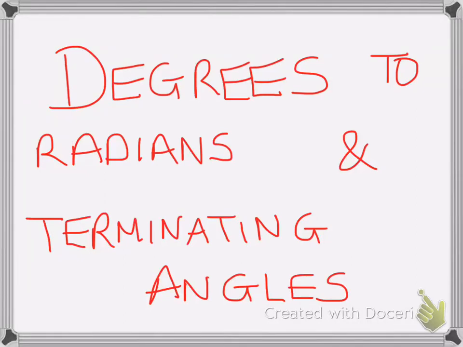We're now going to look at degrees and radians and how to convert degrees into radians or radians into degrees. After that, we're going to look at terminating angles in each quadrant. So just make sure you're taking down the notes as I go along and the examples, and pause the video when it comes to question time.